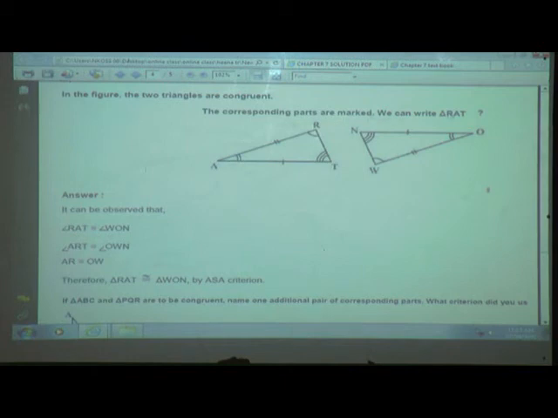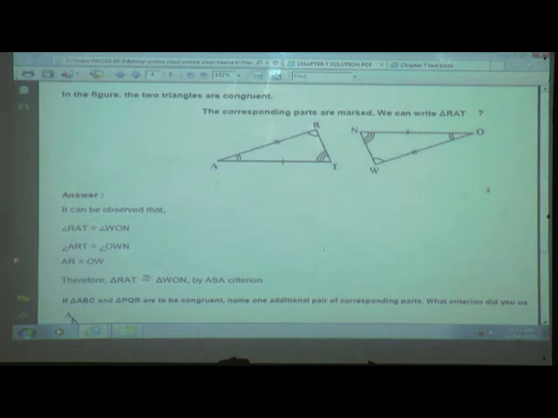We can write in the triangle RAT, what will be equal. Here the corresponding parts are marked. Here is one of the angles, angle R is equal to angle W. Here we have two lines, that is angle A is equal to angle O, and here we have three lines, that angle T is equal to angle N. Here the sides are RA equal to WO and AT equal to NO.